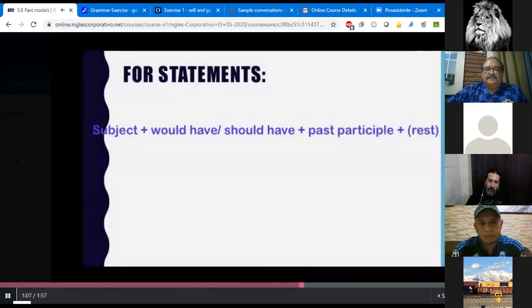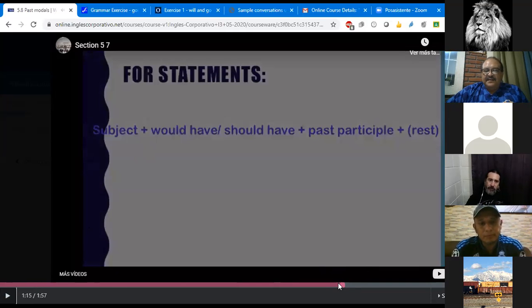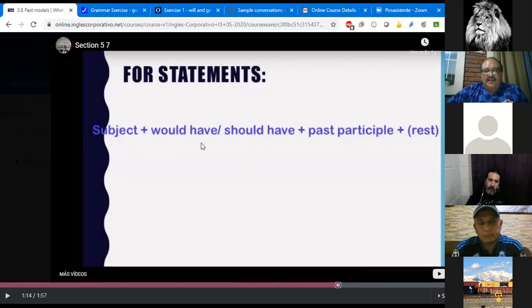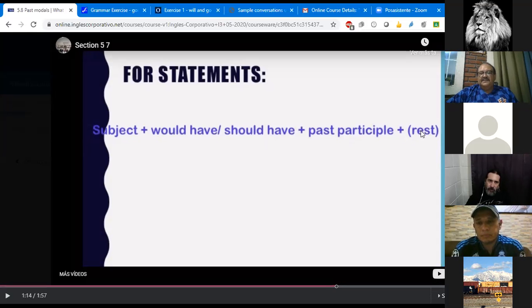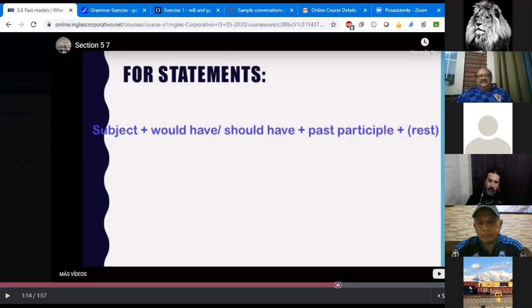Remember, for statements, we must use subject plus would have or should have plus past participle plus the rest of the sentence. I would have taken. I should have taken. Think about a sentence each, using would have only, not should have. For example, I would have changed my car a year ago, but I didn't have enough money.